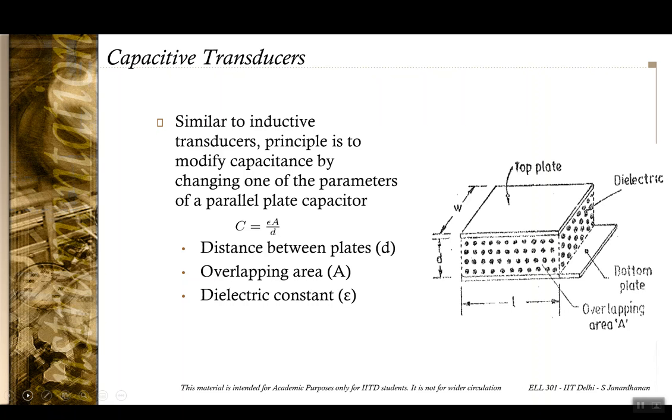So if you look at the parameters that determine the capacitance, you see that the capacitance C is epsilon A by D, where epsilon is the dielectric constant of the medium between the two parallel plates, A is the overlapping area of the plates, and D is the distance between the plates. So obviously, we can modify any of these three parameters by appropriate displacement, and then get the relationship with the capacitance and use the capacitance value or some other derived value to determine the displacement that has caused this change in the capacitance.